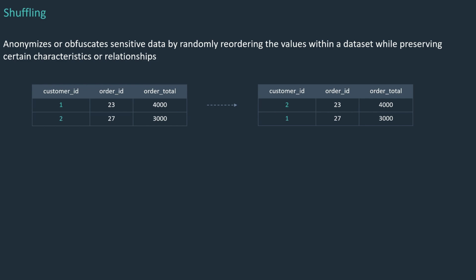In the example, customer IDs were shuffled, but we could also shuffle customers' last names or their addresses so that tracking back the address or the name of a customer who made a certain order was not possible. Or we could shuffle addresses within the same city to retain a regional analysis while protecting personal information.